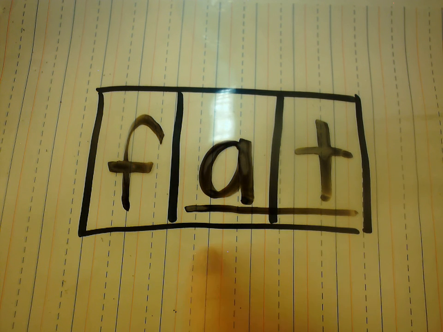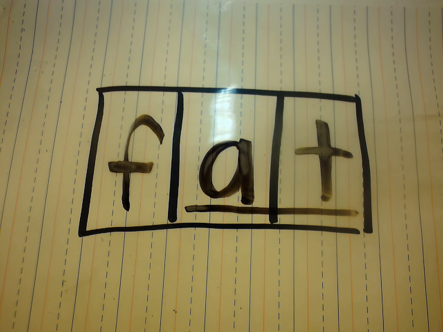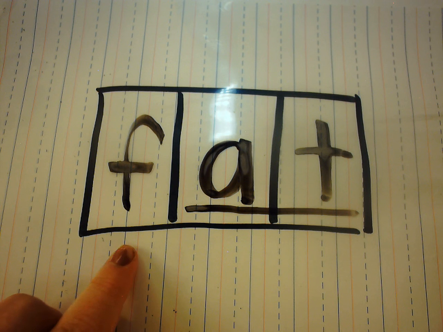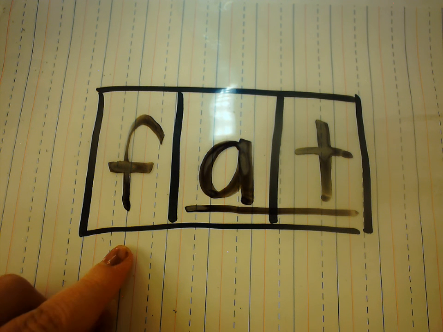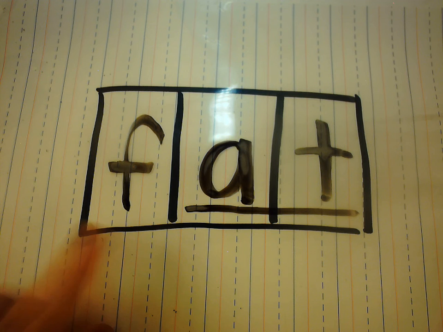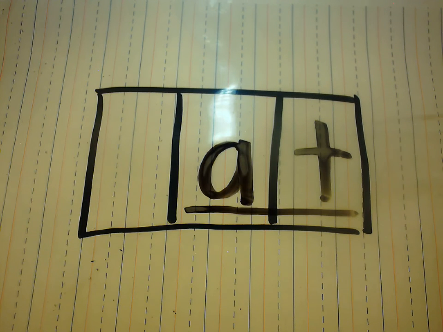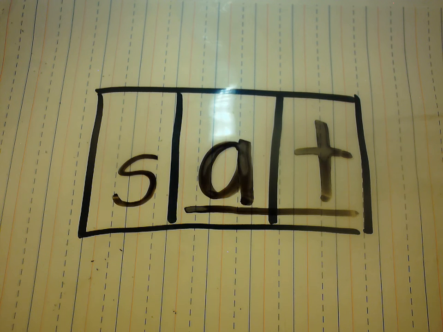F-A-T. I know that A-T is how all of my at words are going to end. When I spell fat, I know that F says f, so I put an F right there. Let's do another one. How about... that's an S sound. So I'm going to put that S right there.